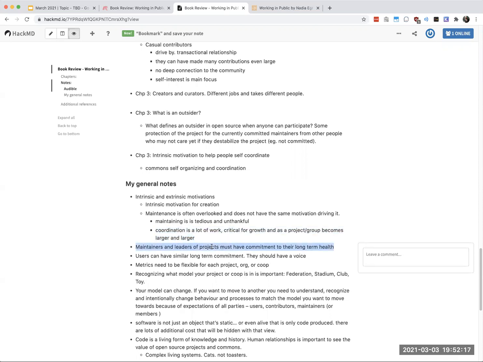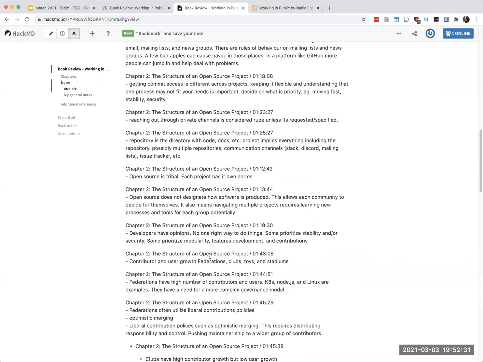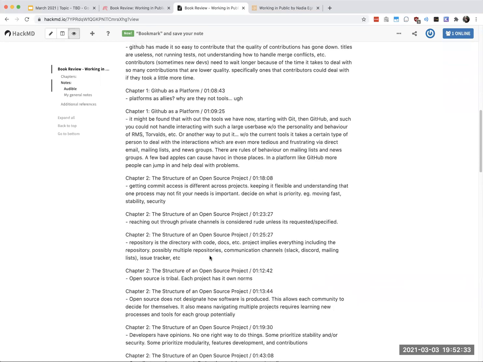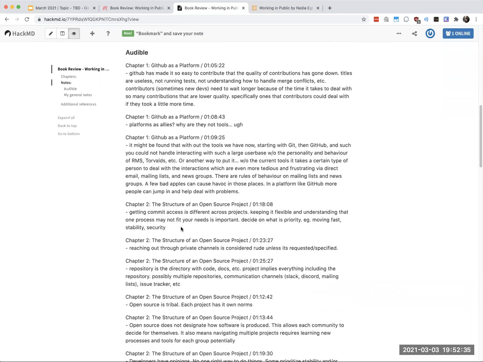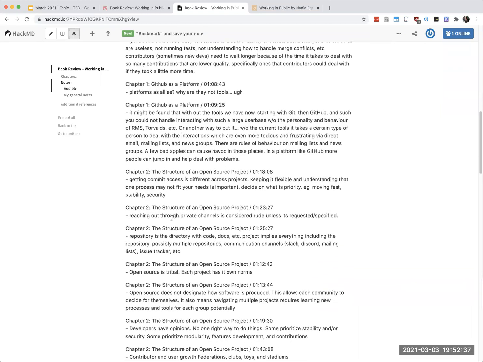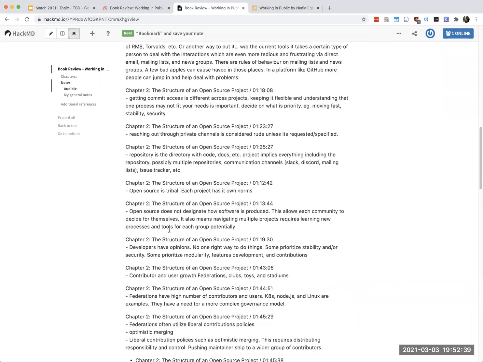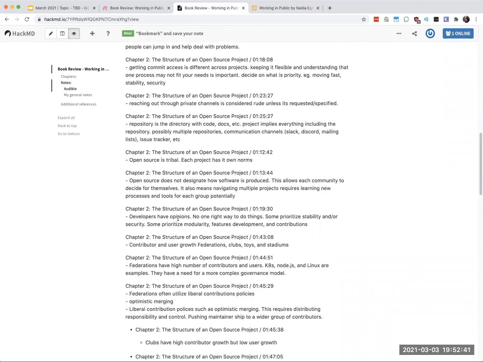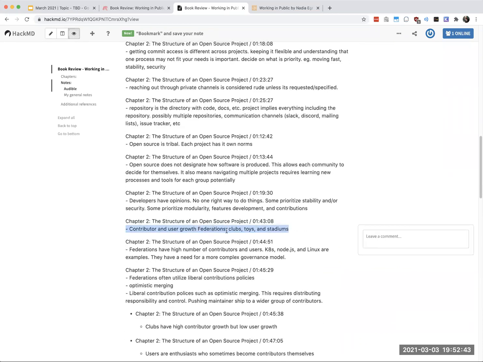Maintainers or the leaders have to have this long-term commitment. And sometimes, this is something I was noting, I'm maybe jumping ahead here, but users can have the same long-term commitment. I'm going to go back in chapter 2 so I don't go too far out. I'm sure, Watson, that you may have it more in order. Let's see, where was I? Right here. So federations, clubs.